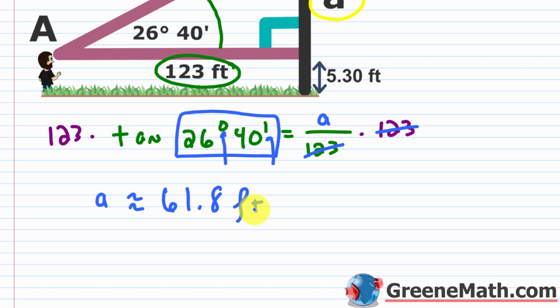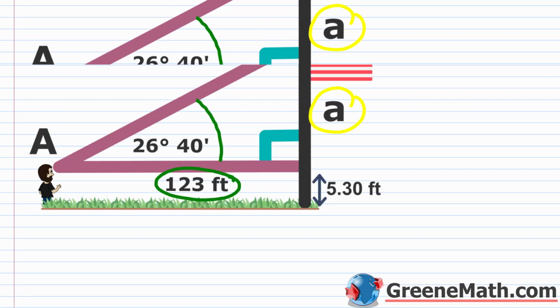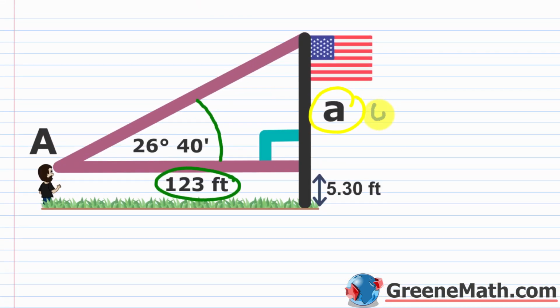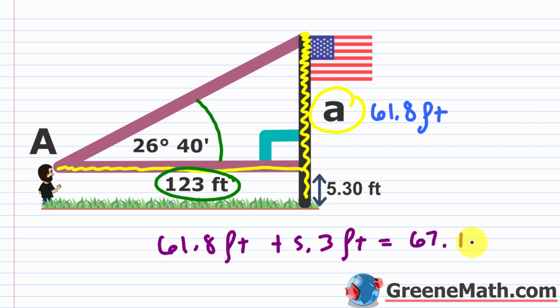Now, we are not done. We haven't solved the problem yet. Let me erase all this and let's go back up. This side is 61.8 feet. But again, I'm trying to find the height of the flagpole, which goes all the way down. Remember, his eyes are 5.3 feet above the ground. So I've got to add these two together to get my final answer. We're going to do 61.8 feet plus 5.3 feet, and this would give me 67.1 feet.